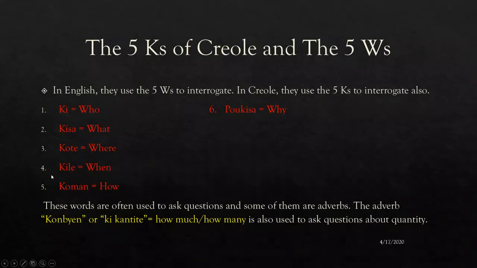Kote, where? Kile, when? Comment, how? Okay. But I call it the 5 W's because they help you interrogate somebody. So I already say it. It's right there. So these words are often already written down. In English they use 5 W's to interrogate. In Creole we use 5 K's to interrogate also. So these words are often used to ask questions, and some of them are adverbs.